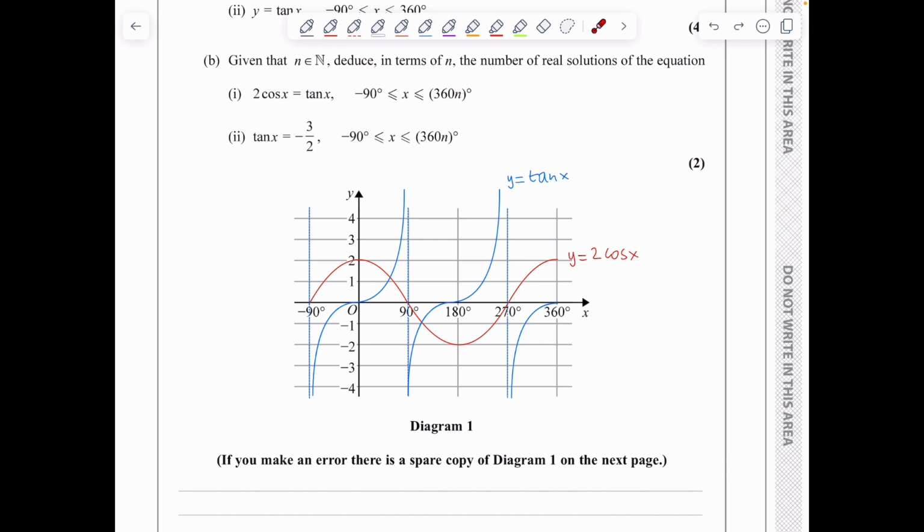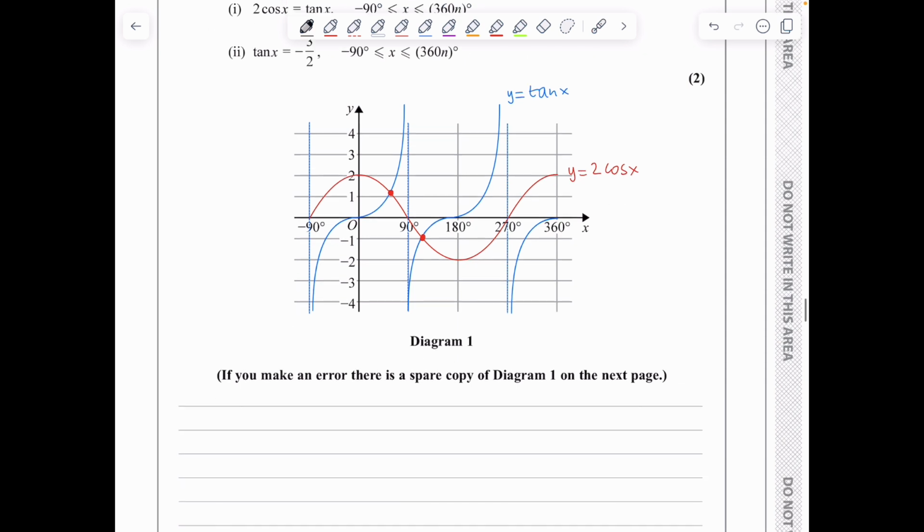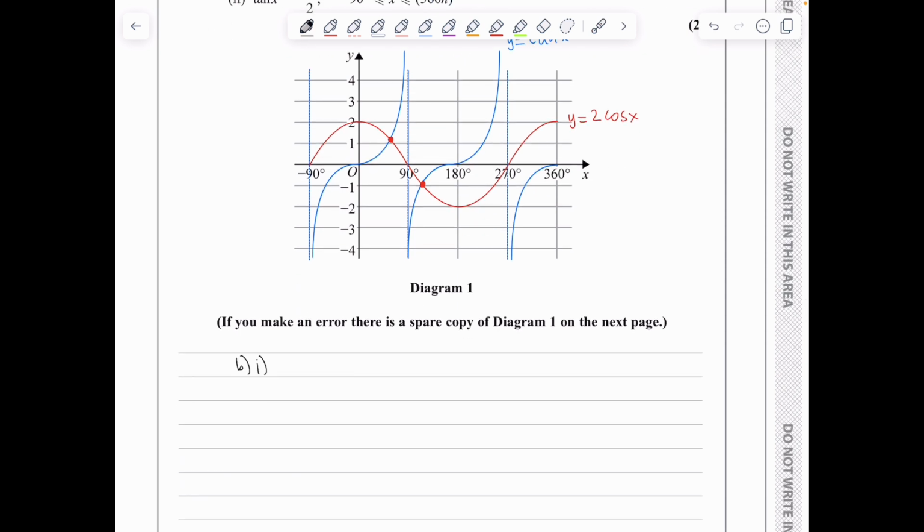Now to deduce, in terms of n, the number of real solutions of the equation 2 cos x = tan x. Obviously, since we've got the two graphs, we are looking at the points of intersection between the two graphs. We can see that between 0 and 360, we've got 2 points of intersection. The two graphs do not meet between 0 and minus 90, so we don't really care about this part. So since we have two solutions in 360 degrees, if we've got n such regions of 360, then the number of solutions will be multiplied by n, and therefore for b(i) we've got 2n solutions.